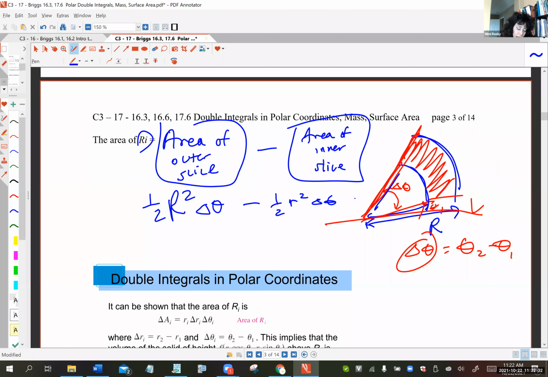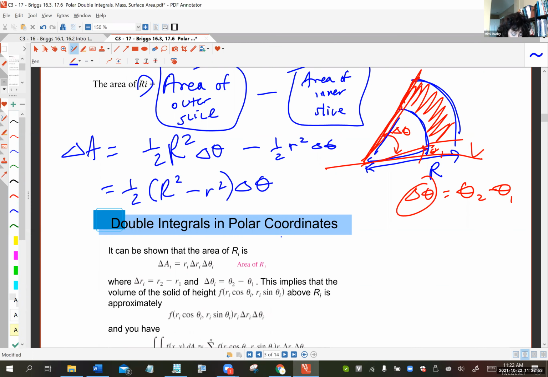Now I'm going to factor out a common factor. It looks like both of these pizza areas have a 1/2. So by the way, I'll call this area delta area. I'm going to factor out the 1/2, and then I'm going to have big R squared minus little r squared, and then delta theta, I'll factor that out too. Okay, so now what?